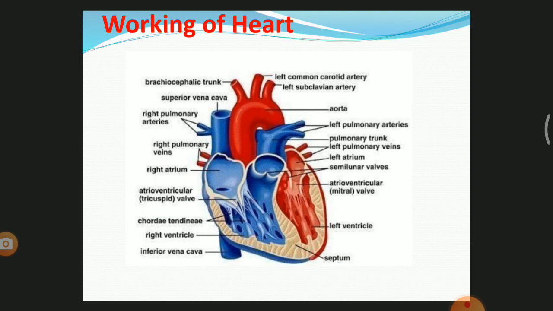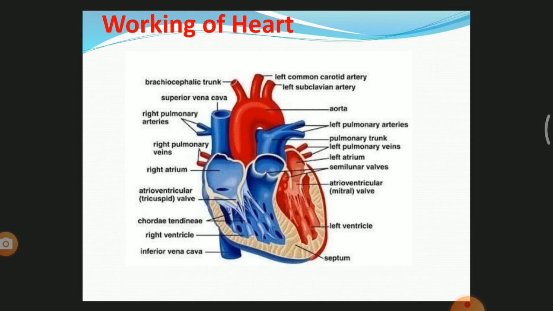That valve is the tricuspid valve. Atrioventricular valve means there are 3 flaps present in the valve. The tricuspid valve prevents the backflow of blood from the ventricle into the auricle. So only unidirectional blood flows from the right auricle into the right ventricle.